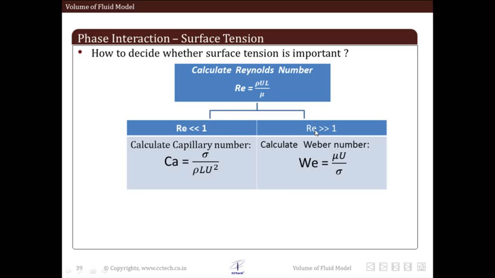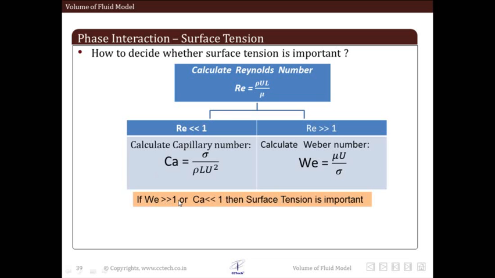If Reynolds number on the other hand is greater than 1, we calculate the Weber number. The Weber number is given by this particular ratio, that is, viscosity multiplied by velocity divided by the surface tension coefficient. Once we know the capillary number and the Weber number, if the Weber number is greater than 1 or the capillary number is less than 1, then surface tension is important and we need to consider surface tension in our calculations.